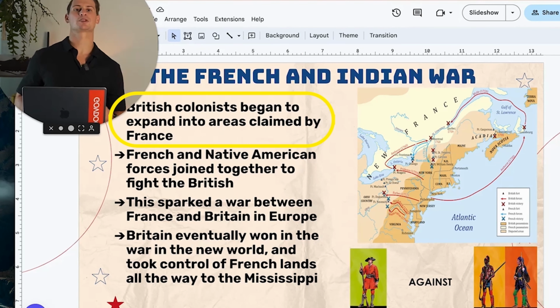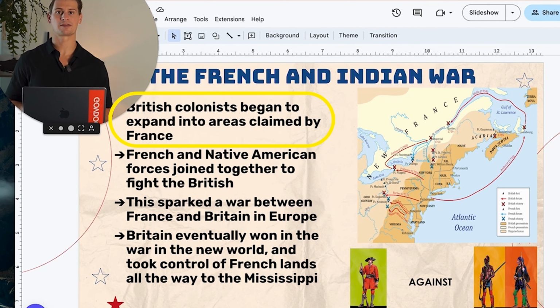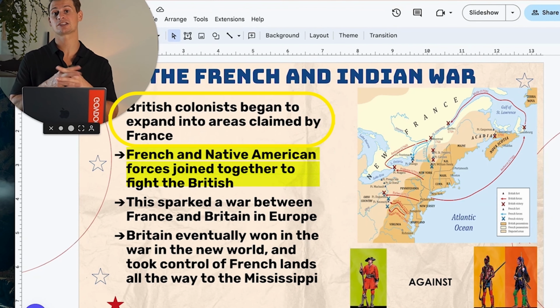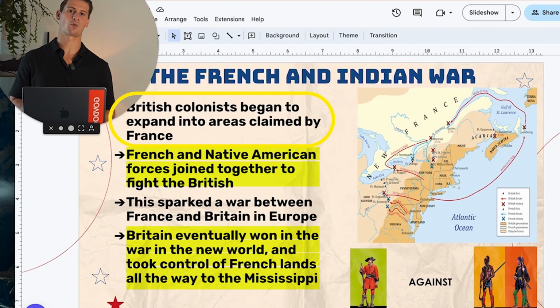Now, the French and Indian War is very interesting. So the British began to expand its territory that it won from France, but the thing is that there were still Native Americans in that area. So the French and the Native Americans joined forces to fight against the British. So yes, it's called the French and Indian War, but the French and the Native Americans are actually in an alliance fighting the British. Britain eventually wins the war and takes back that territory from France and the Native Americans. Now we're talking about this area west of the Appalachian Mountains that's going to come into play in the future.